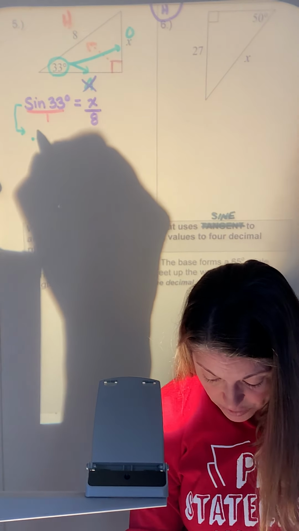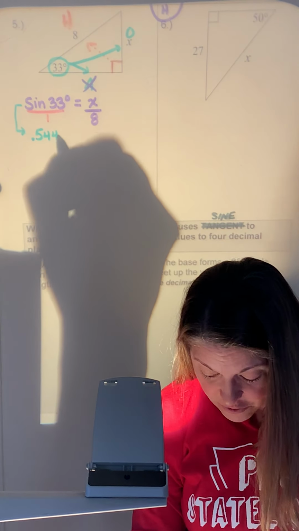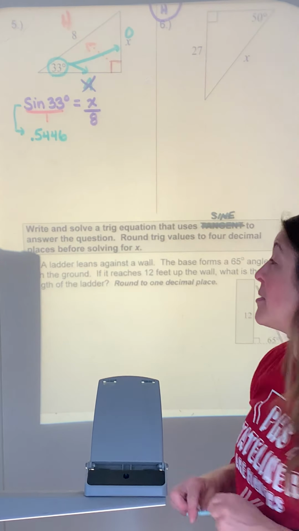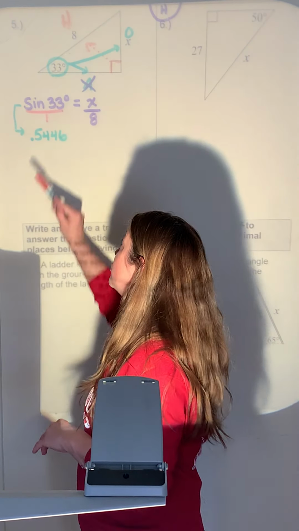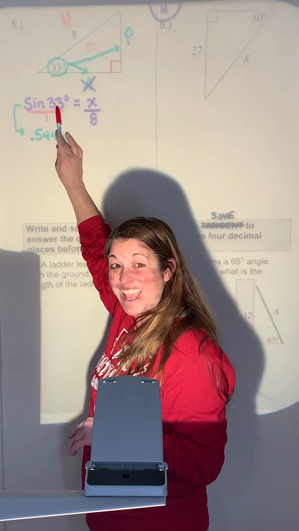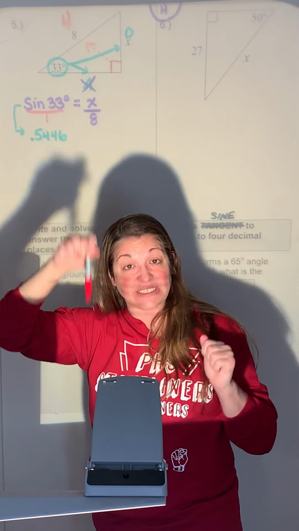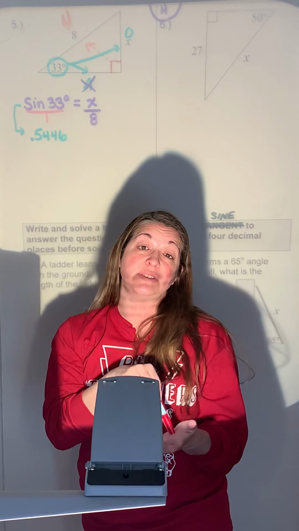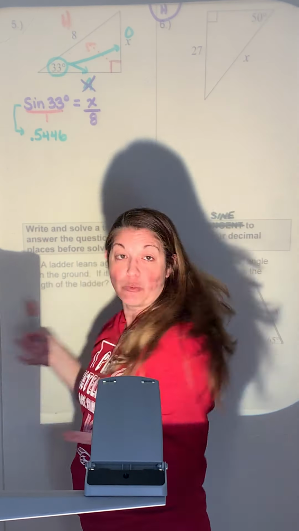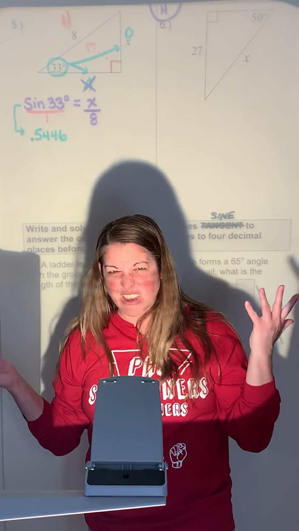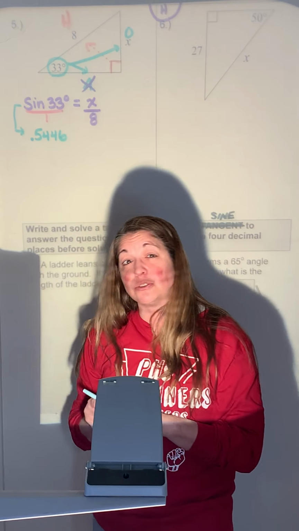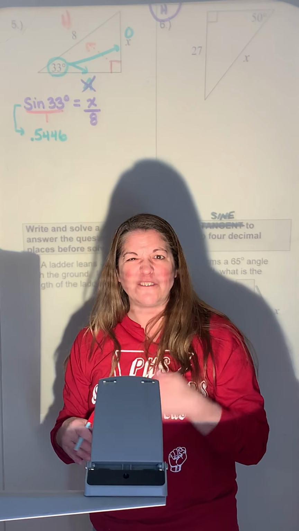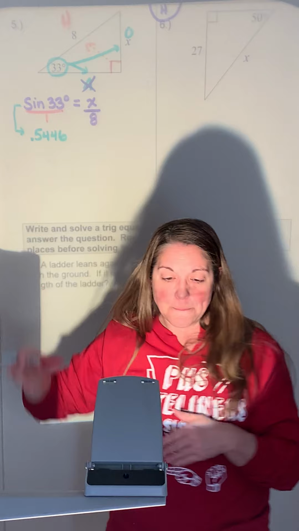It should be 0.5446. Some other calculators or some other cell phone calculators will have you type the 33 in first and then hit the sine or the sin key. That's how I know my iPhone works. And then in that case, as soon as I hit the sine key, the decimal will just pop up. I don't even need to hit equals or enter. So everybody's calculators or technology will be a little bit different. The most important thing is that you contact me if you're not getting this decimal, okay?